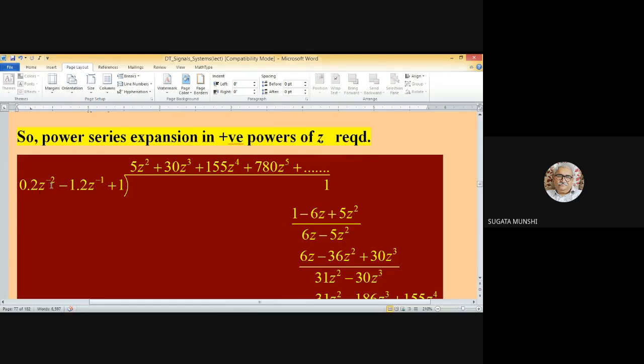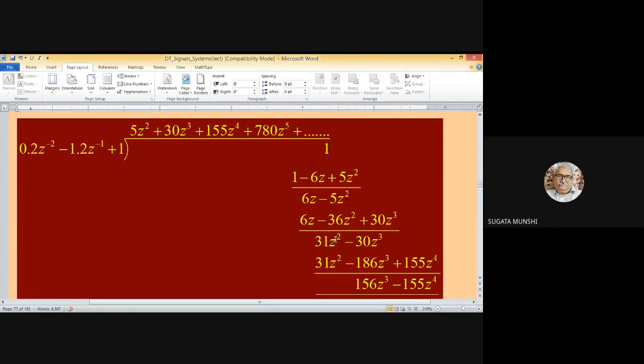With what should we multiply 0.2 z to the power minus 2 to get 6z? It will be 30z cube, isn't it? To yield 6z here, minus 30z cube into 1.2 z to the power minus 1 will yield minus 36z square. Then 30z cube into 1 is 30z cube. You subtract, you get 31z square minus 30z cube. So in this way, you get more and more terms. All right.